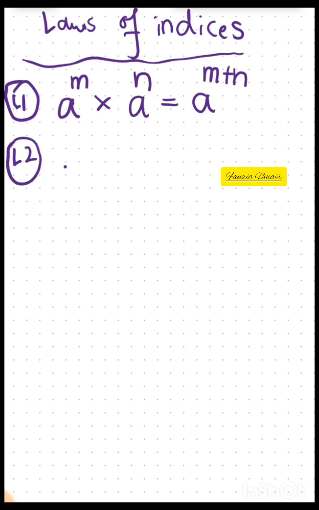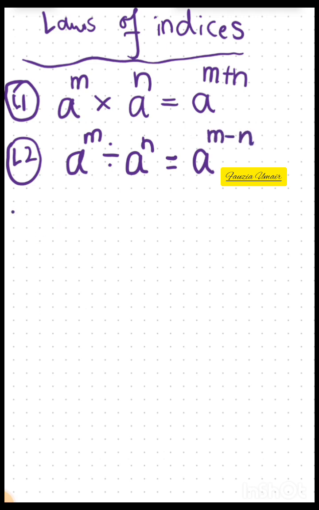So law number 2 is similar to law number 1. How? Because instead of multiplication there is only division. So if we say what are the conditions for law number 2, we will say that the base is same and there is a division sign. So then we will apply law number 2 and we will subtract the powers.